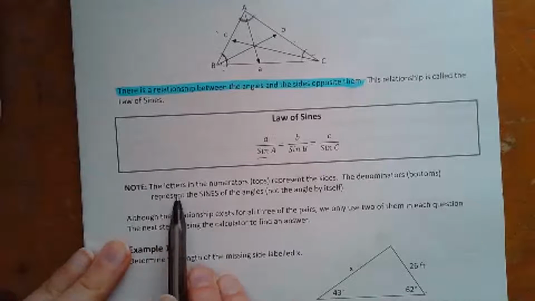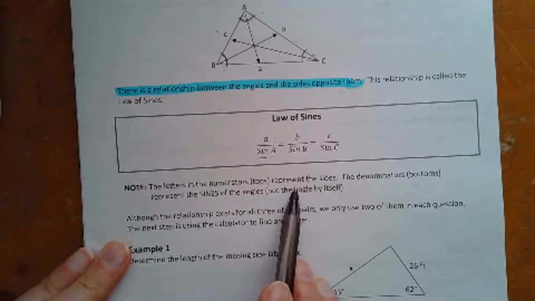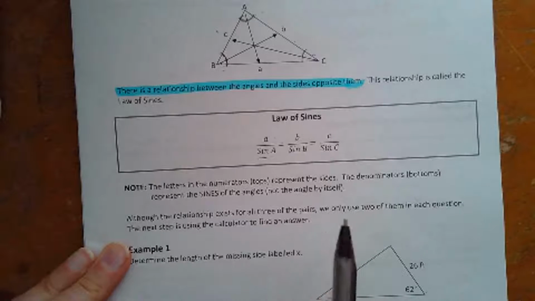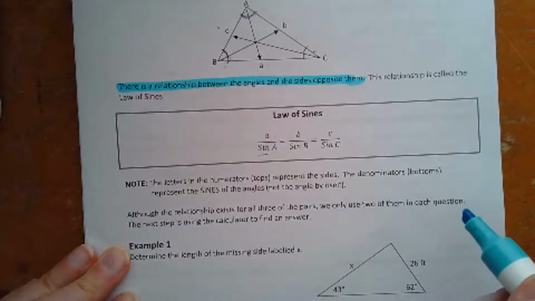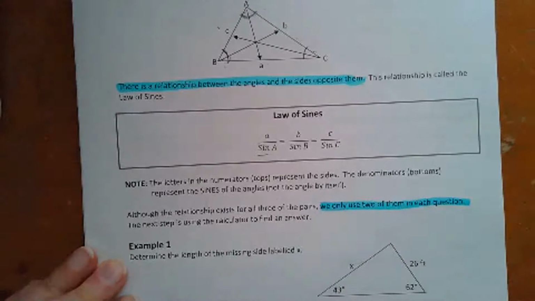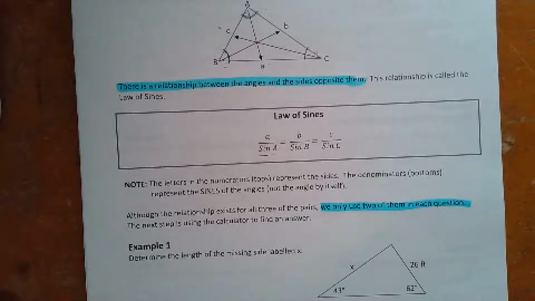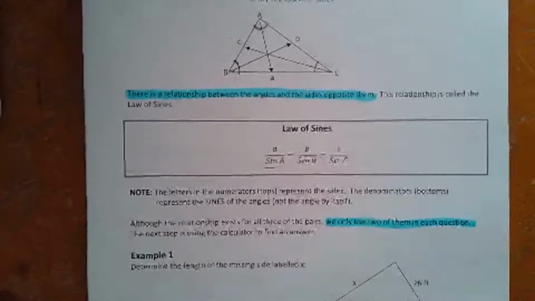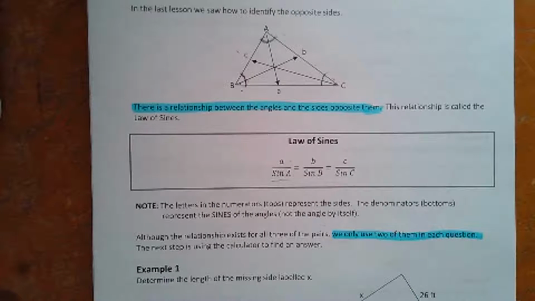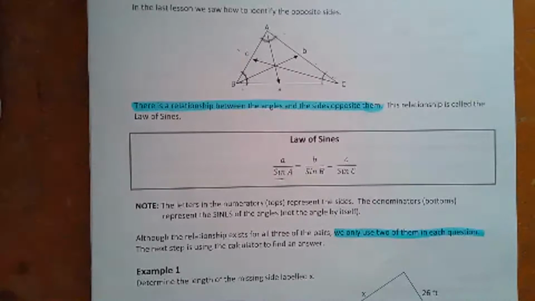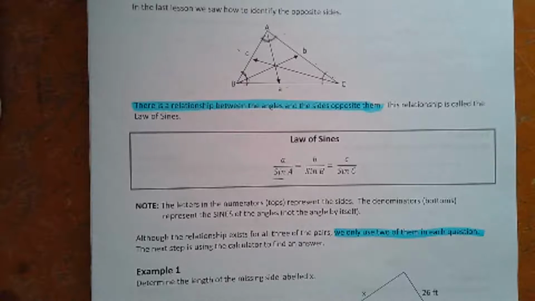So note the letters in the numerator, top, represent sides, and the denominators represent angles. We knew that already. And although this relationship exists for all 3 pairs, we only use 2 in each question. All right, how does this law of sines help us out? Now, remember that we had the sine, cos, and tan formulas from last year in grade 11. Those were only able to be used for right angle triangles, for triangles with 90 degrees.